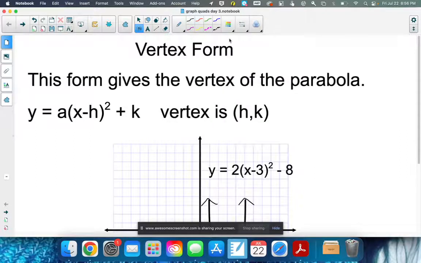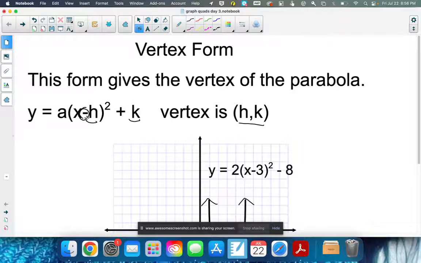Okay, so this one is written as a parentheses x minus h squared plus k. Now, I need you to understand something. Your vertex is h and k, but something very unusual happens. Again, that same problem that we had with intercept form where you have to solve to change signs is the same thing that's going on here.